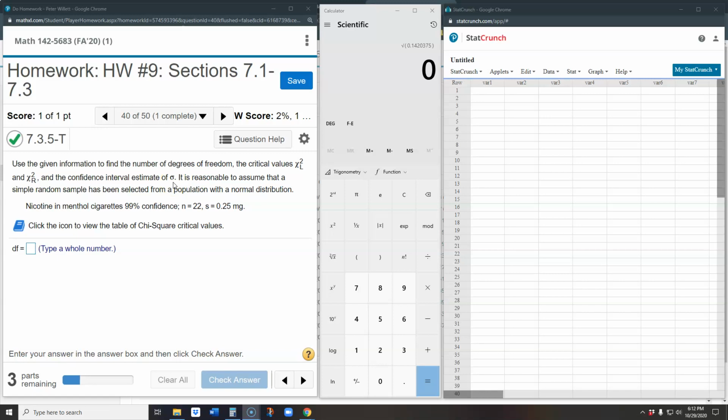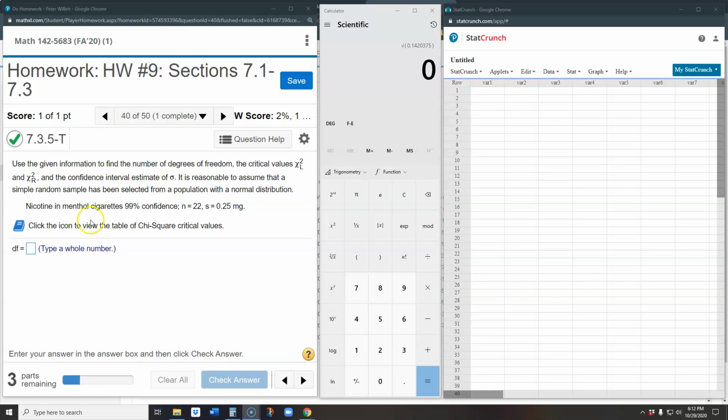It is reasonable to assume that a simple random sample has been selected from a population with a normal distribution. So that statement that we are assuming we have a normal distribution population means that even though my sample size is below 30, I can use tactics from this chapter.